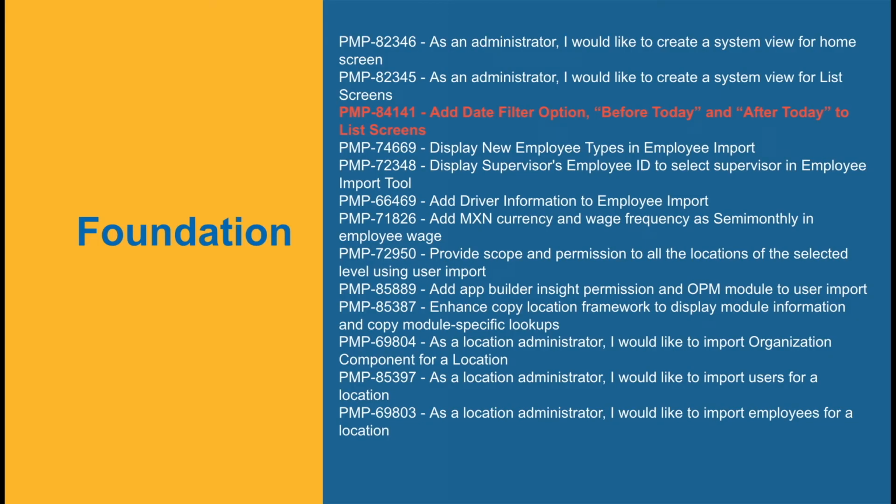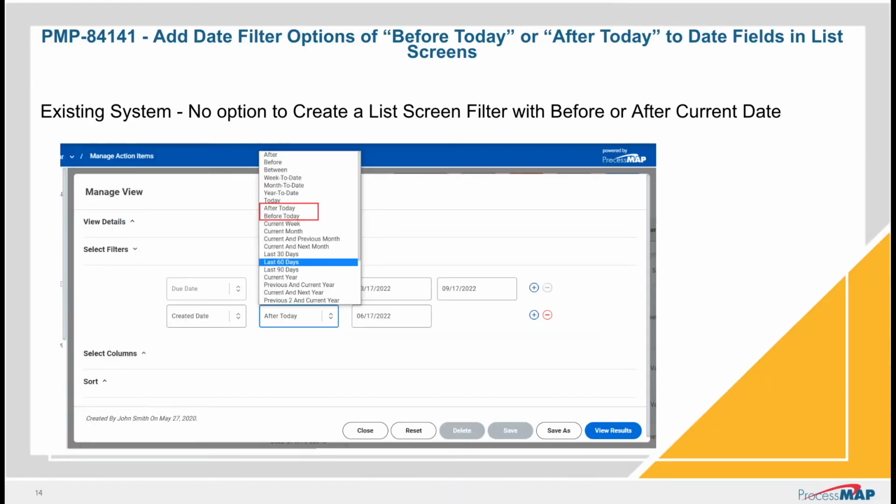We've added some new date filter options to the list screens for before today and after today. And you'll see these on the list screens when you select the filters before today or after today. This is great for creating certain views. Maybe you want to see action items that were due before today, or maybe action items due after today. You can set your filters up to show those items.